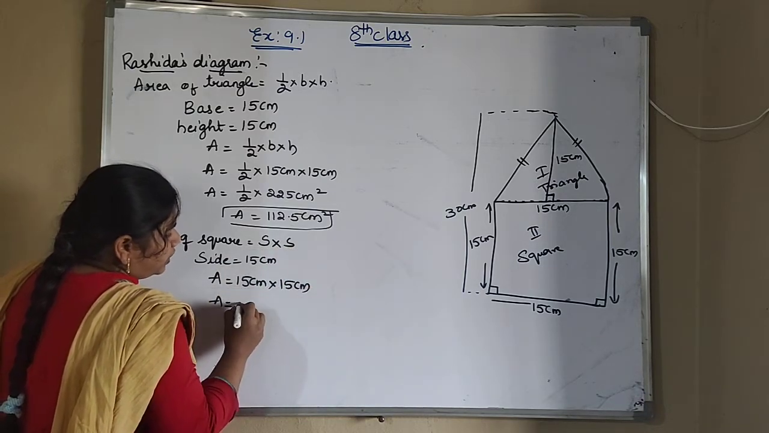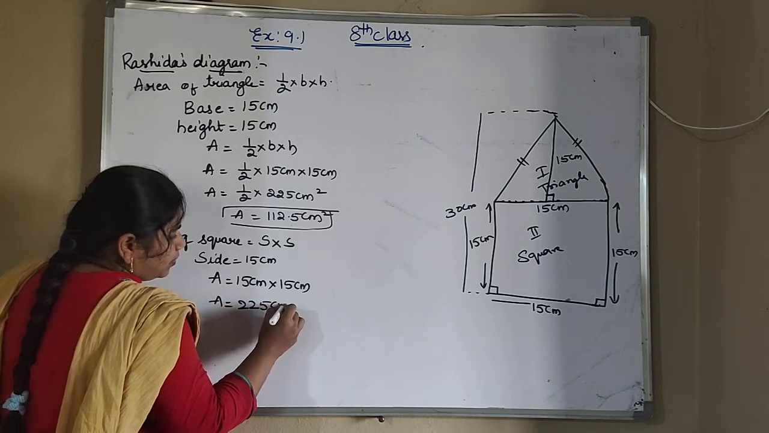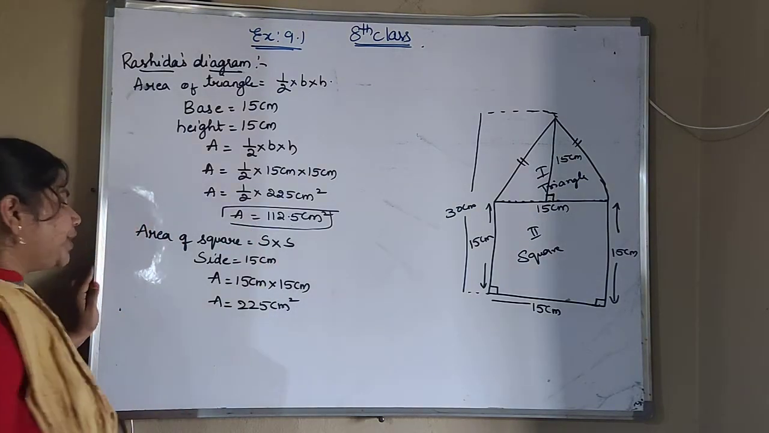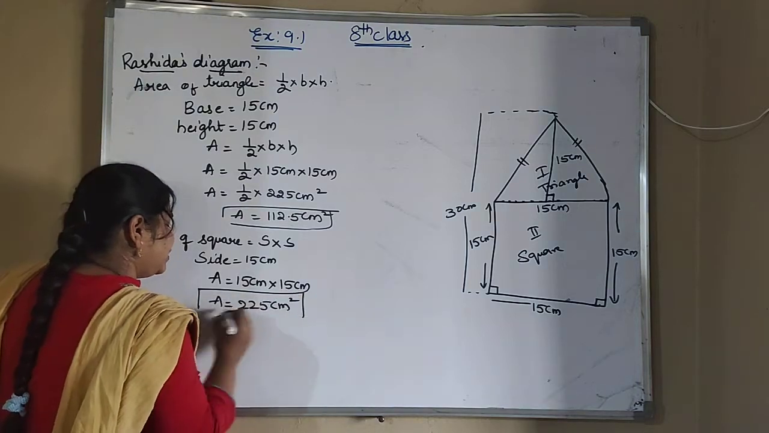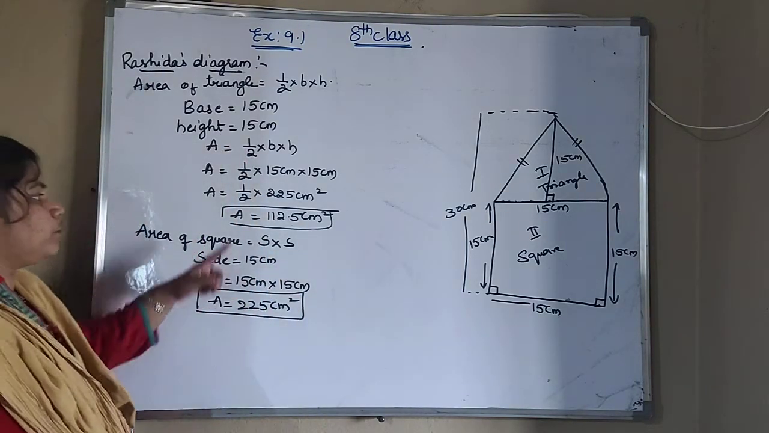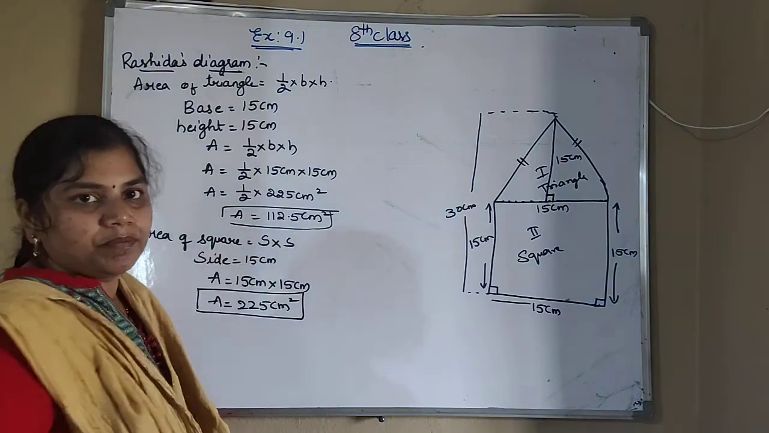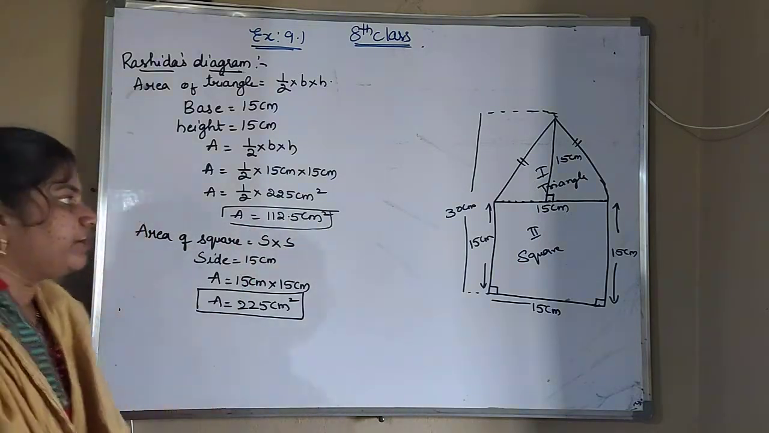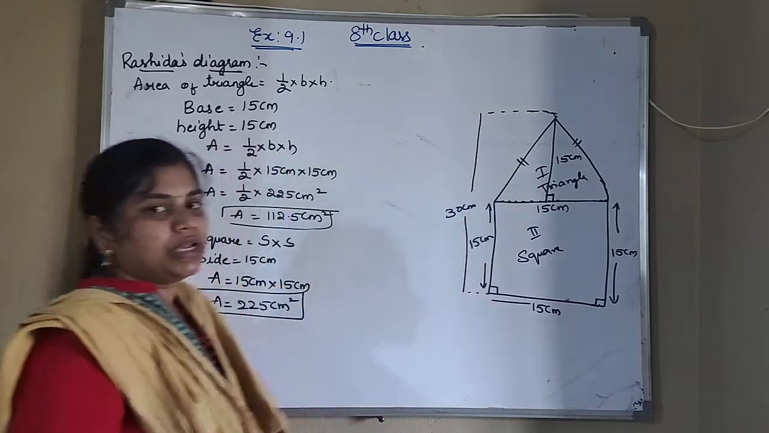Now 15 into 15 is 225 centimeter square. So you got area of a square as 225 centimeter square and area of a triangle as 112.5 centimeter square. Okay, now what we have to find? We have to find area of total figure.